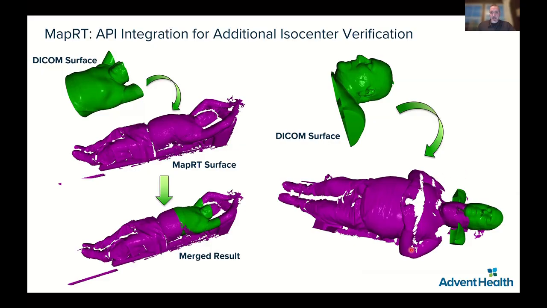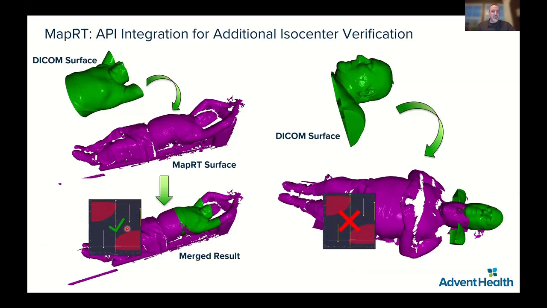And if they're not aligned, that means in one case we can use the clearance map, in one case we couldn't use the clearance map. The API allows us to correct this situation directly inside the planning system so that this clearance map then becomes valid, and we don't have to bring the patient back. We don't have to capture any new surfaces.